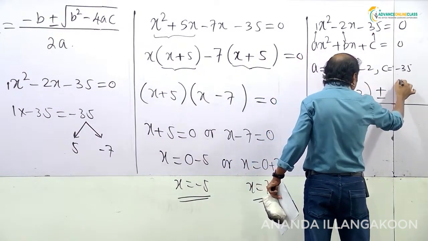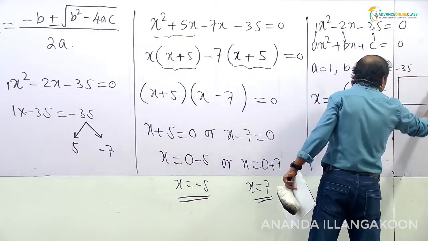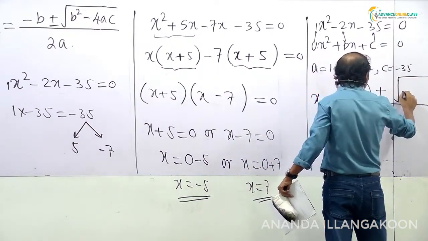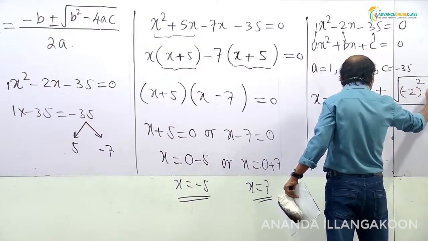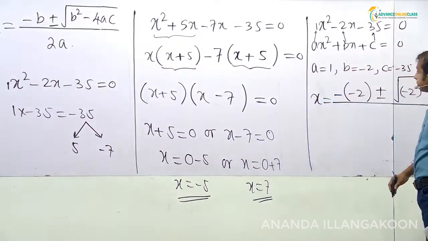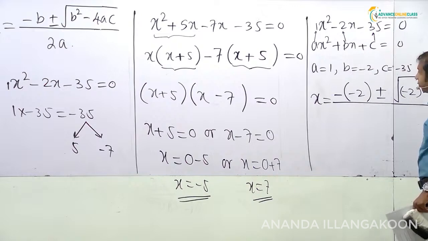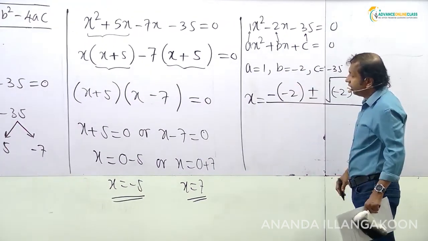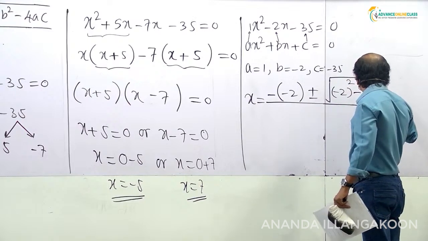Plus or minus square root of b squared, minus 2 perfect squared. b squared, minus 4 times a, a is 1, c. What is c? Minus 35.